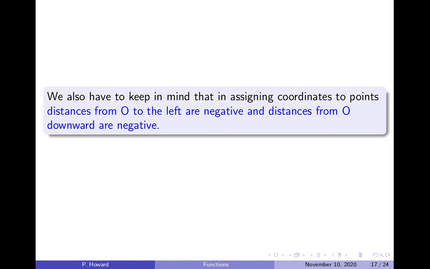And one thing to keep in mind is that in assigning coordinates to points, if you go to the left of the origin, the distance is negative. And if you go from the origin to below the origin, the vertical distance will be negative. So a point that is left of the origin will have a negative first coordinate, and a point that is below the origin will have a negative second coordinate. We will see examples of that occurring shortly.